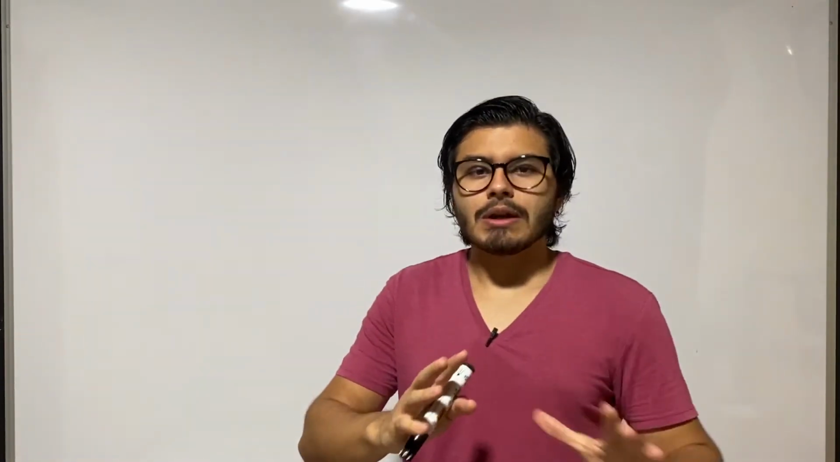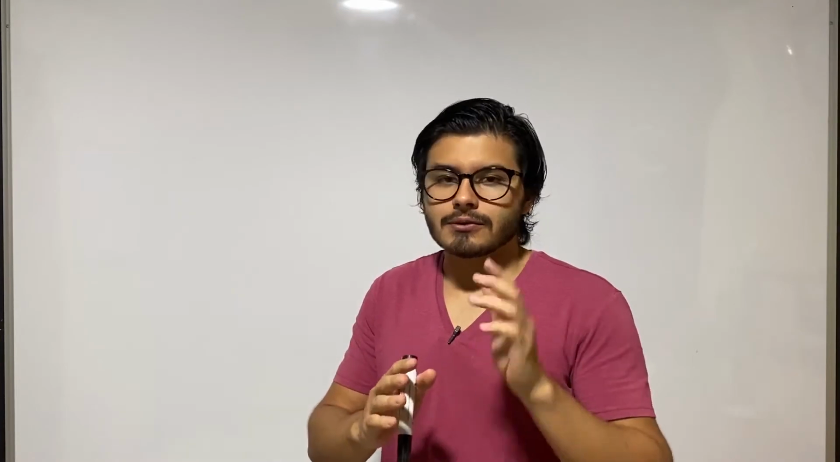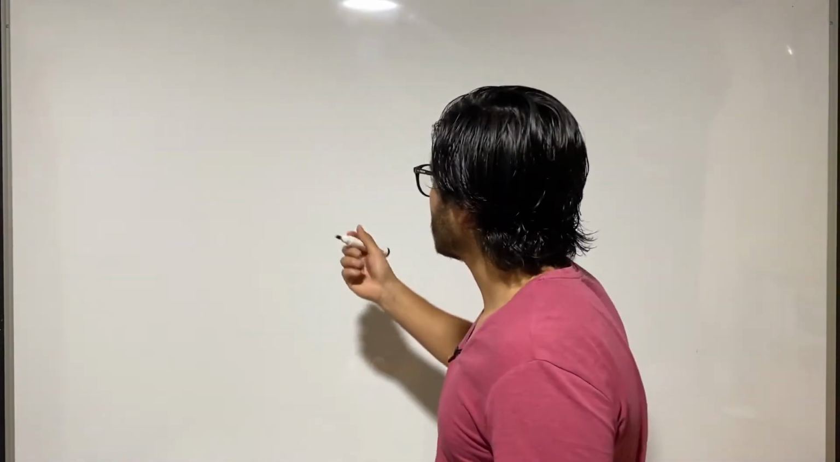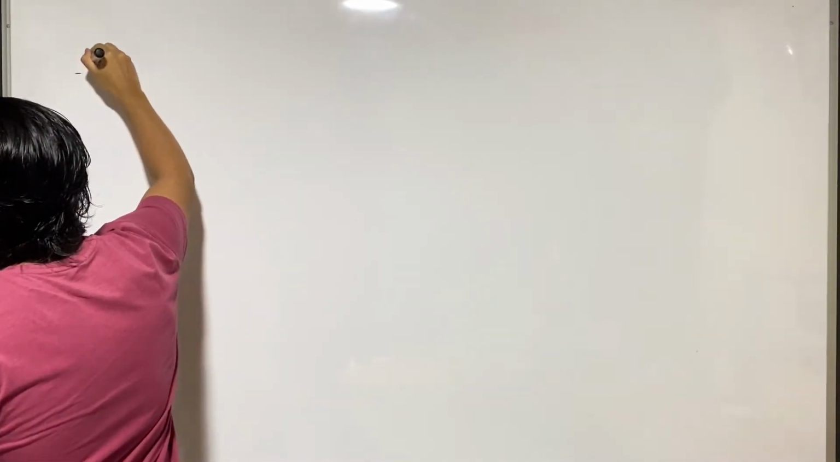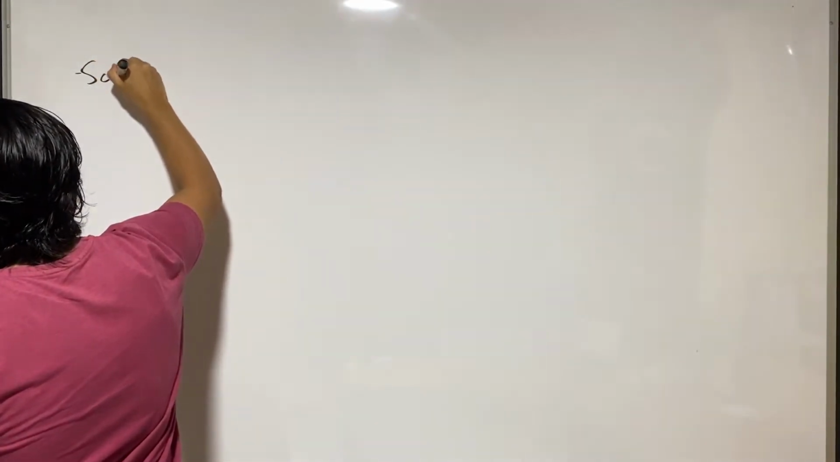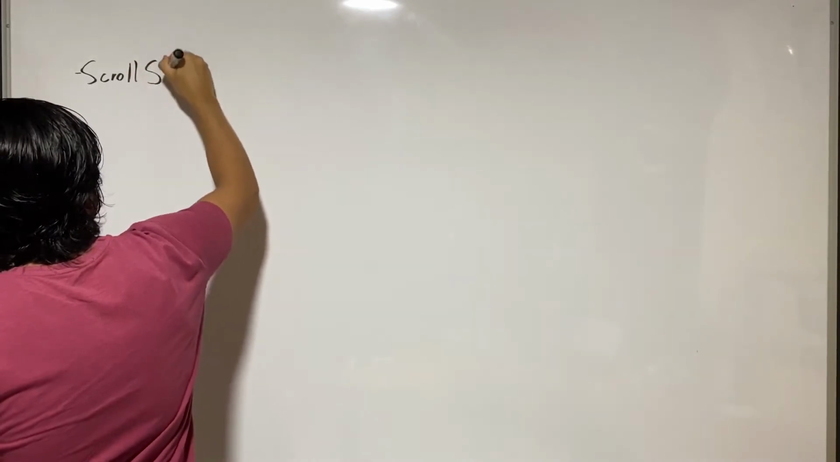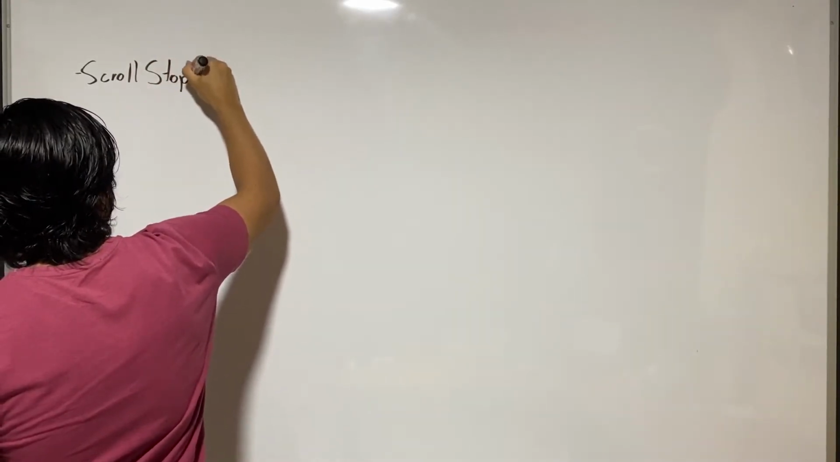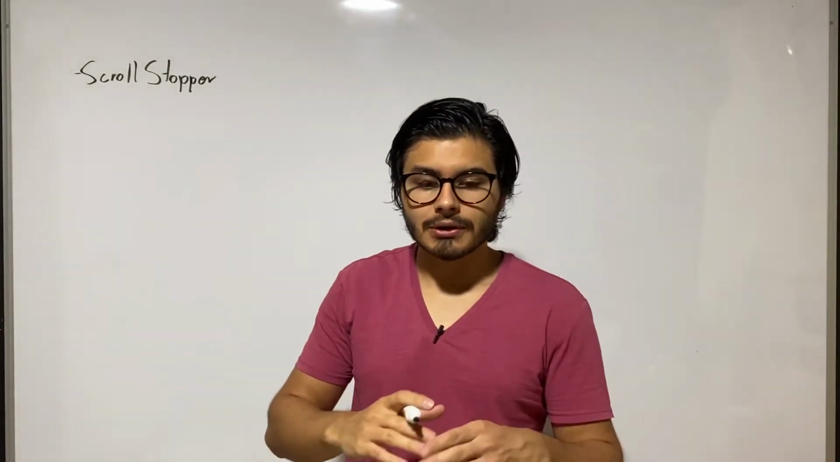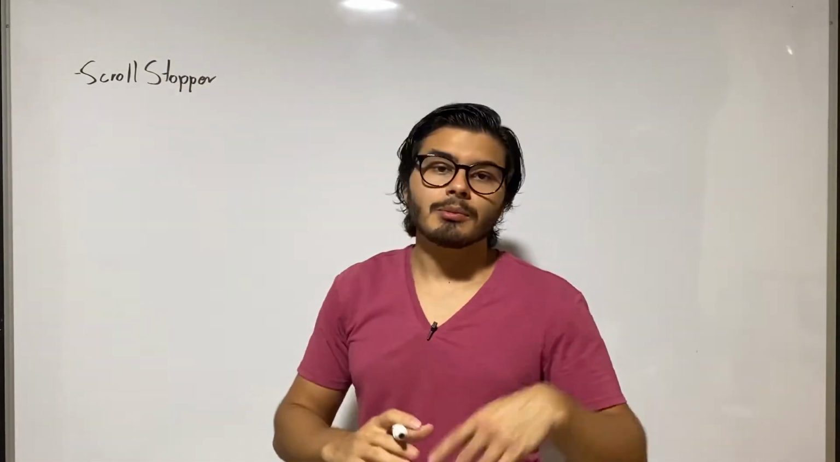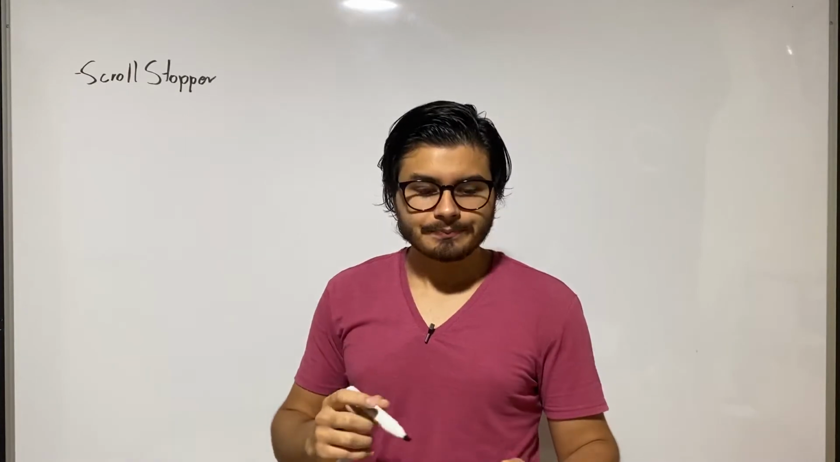If you want to create an ad, first you need to focus on two things. The first one is going to be the scroll stopper. Now, what is a scroll stopper? Some people call it scroll stopper, other people call it pattern interrupt.